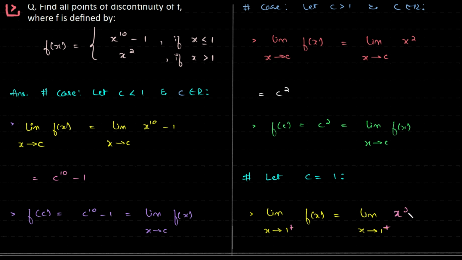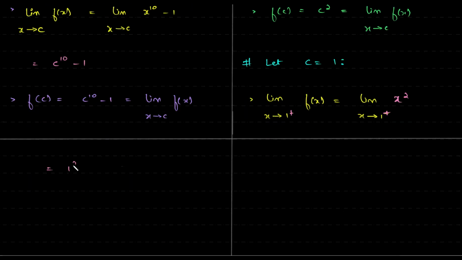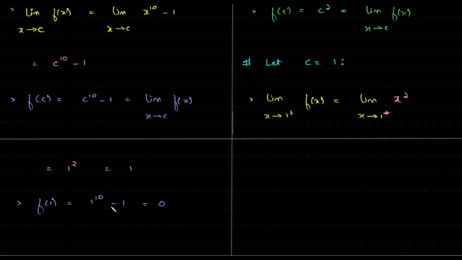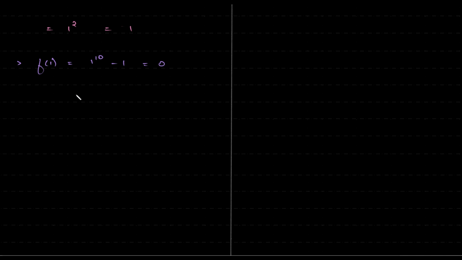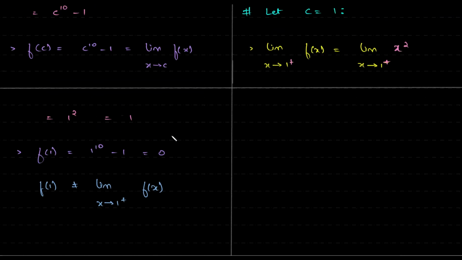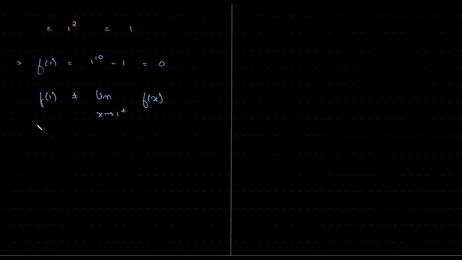So this is x square and this will be 1 square, so this will be equal to 1. Now f of 1 would be equal to what? Would be equal to 1 to the power of 10 minus 1. This is equal to 0. So that's why the jump. And so we can tell the limit x tending towards 1 from the right hand side will not be equal to this. It's not equal to 0, or f of 1. Okay. I was confused if I wrote that right or wrong.